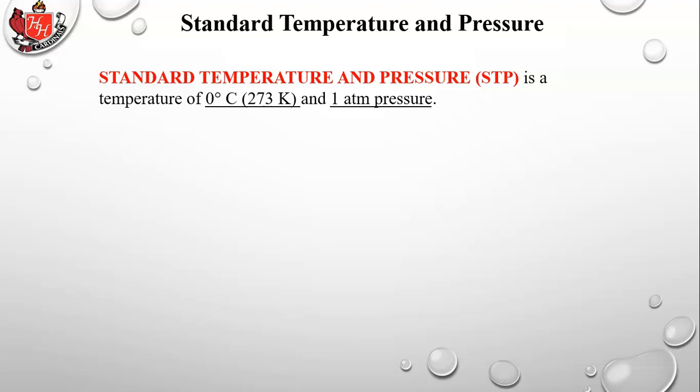But for most gases, such as H2, O2, and N2, they freeze at hundreds of degrees or very, very many degrees below zero on the centigrade scale. So for a gas, 0 degrees centigrade, 273 Kelvin is not really all that cold.